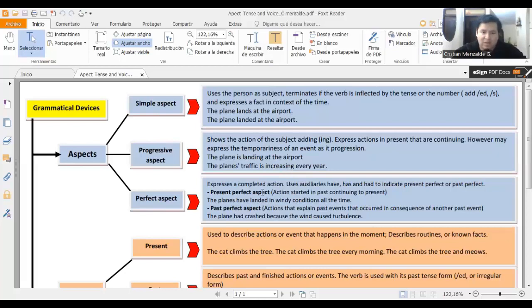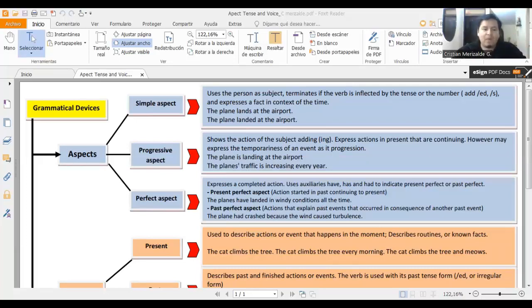For example, things that are happening at the moment. Now I have here, well, it's not a plane, but it's something that also flies. So we have in this example of simple aspect: the plane lands at the airport. We are describing something that is happening in that moment. We also have the option to describe simple aspect in the past tense. For example, the plane landed at the airport. That is something that just happened.